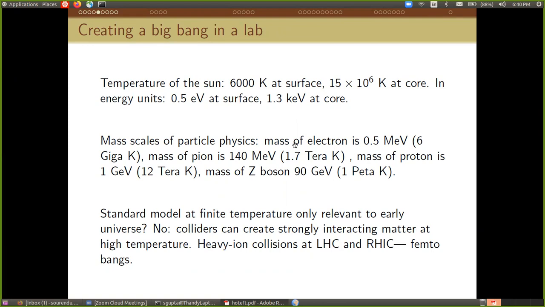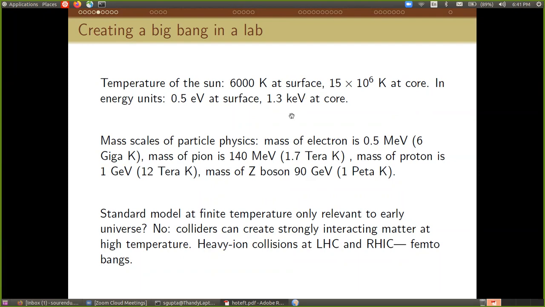Other particles have larger masses. The electron has half a MeV mass, and that corresponds to a temperature of 6 gigakelvin. Okay, the pion is 140 MeV mass, and that's about 2 terakelvin. The proton is 1 GeV in mass, which is about 10 terakelvin. And the Z boson is 90 GeV in mass, and that's about a petakelvin. Okay, so you can't really produce these particles in a star like the sun, or even much in a supernova or similar objects.